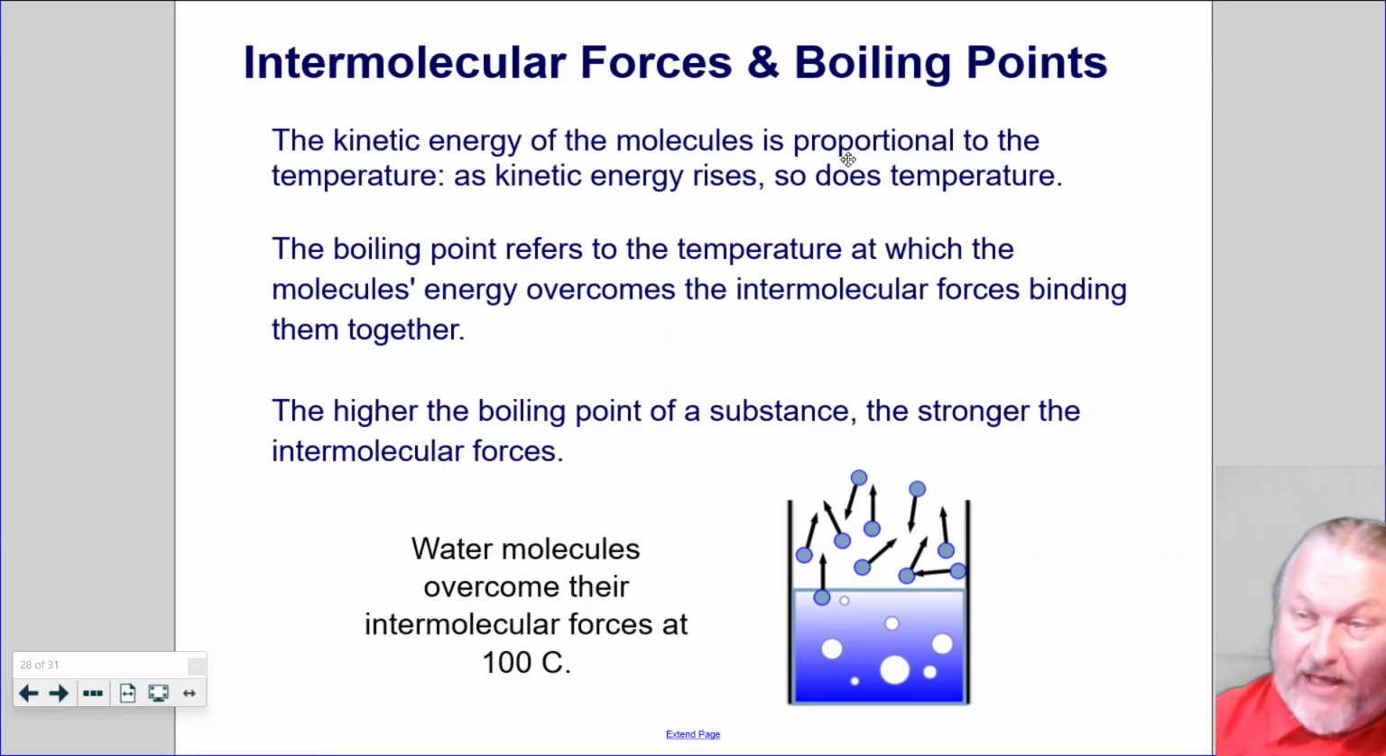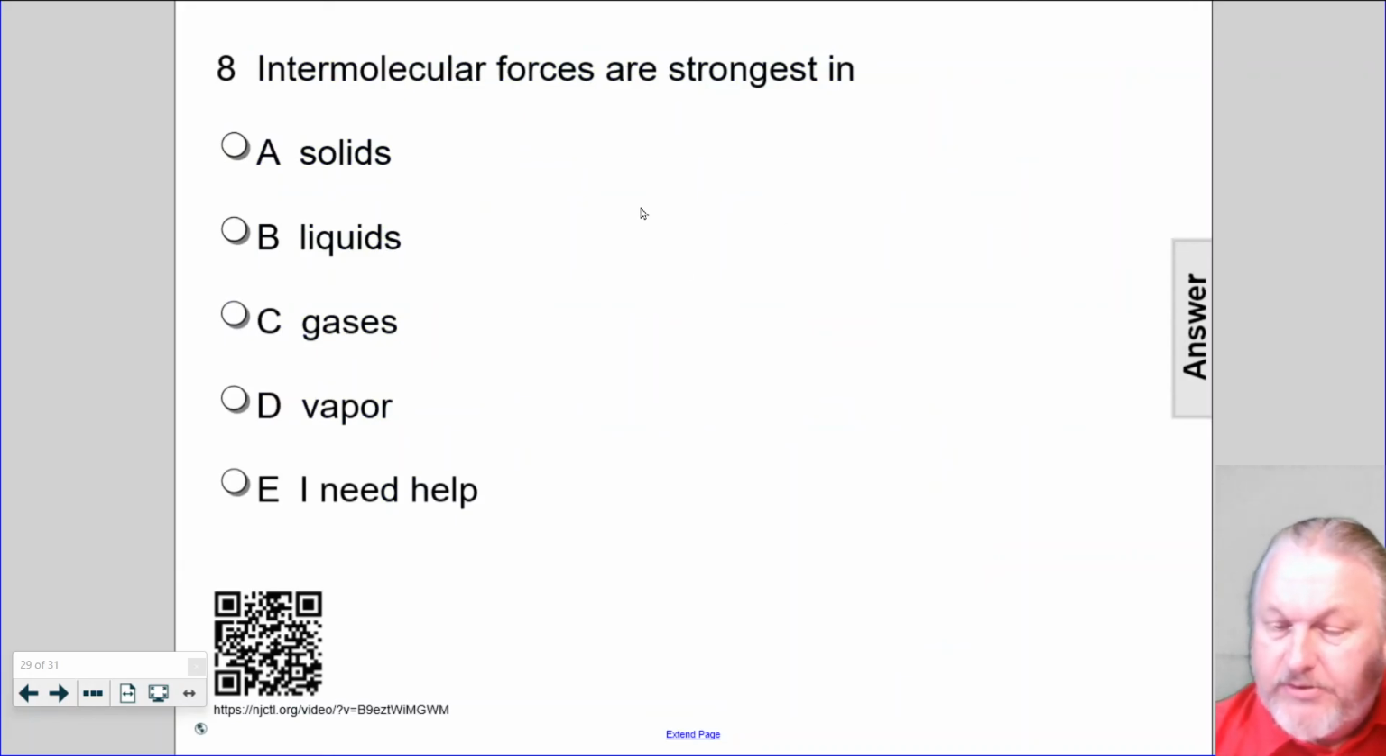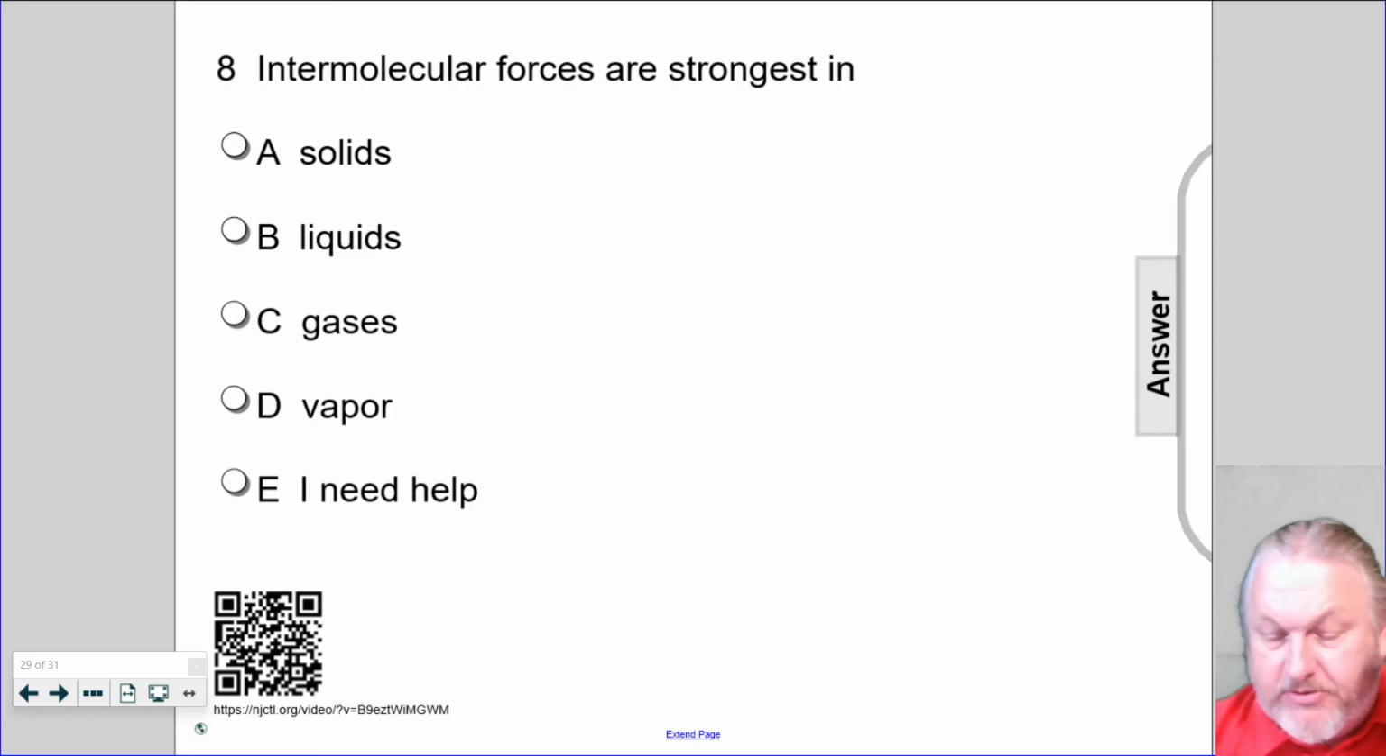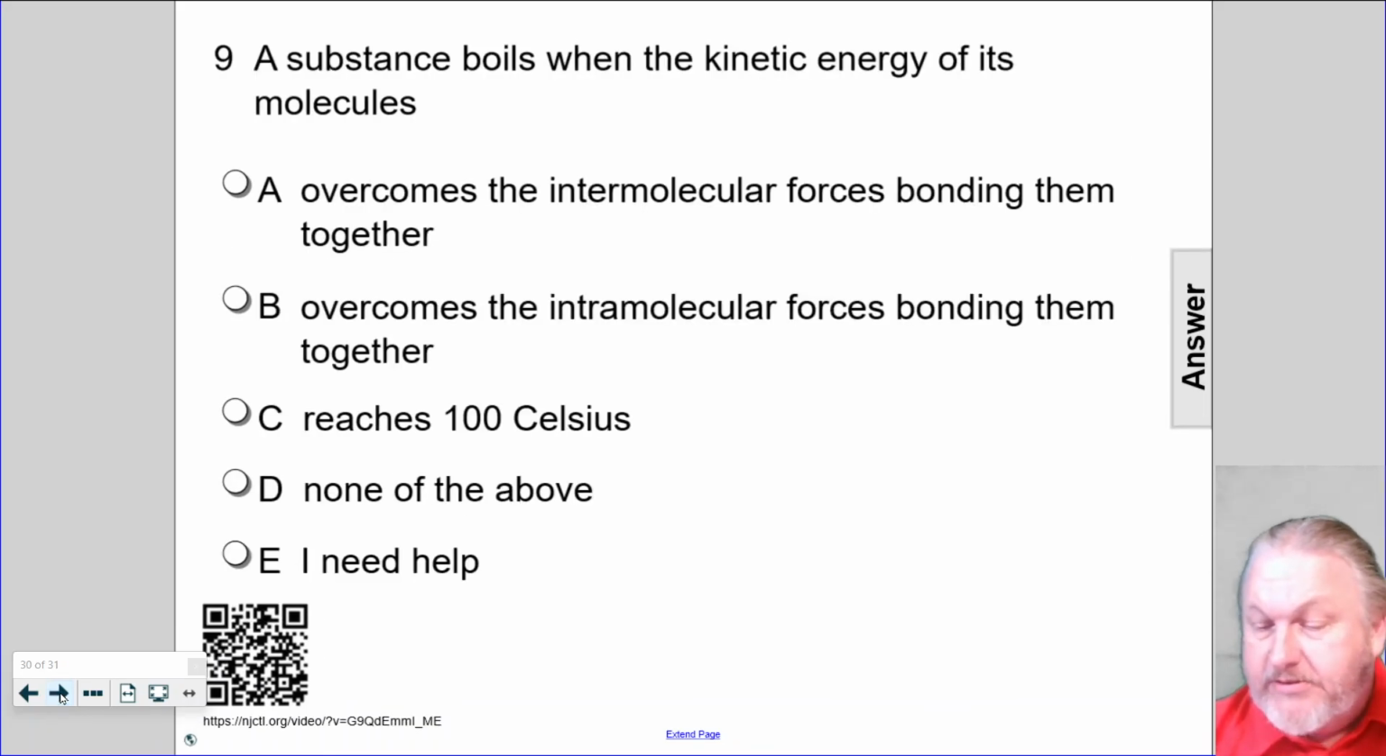Water has a relatively high boiling point at 100 degrees C, so there's a very strong IMF holding it together. So intermolecular forces are strongest in what? That would be A, solids, because they are being held together. A substance boils when the kinetic energy of its molecules what? Overcomes the intermolecular forces bonding them together. Not always 100 degrees C. For water, that's true.